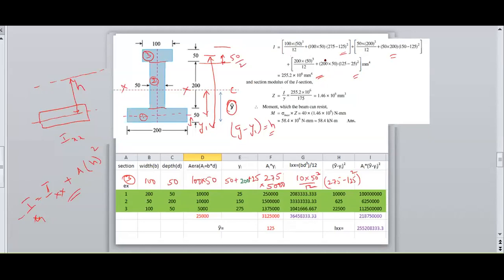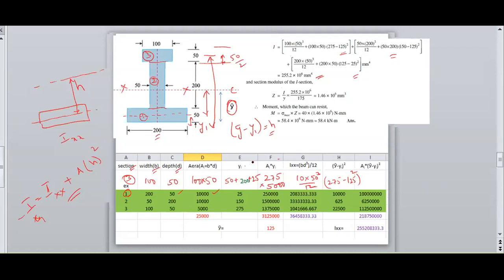So I can use this formula, or I can use this table. Here the table has the sections, the width, and the depth. For the first section, width is 200 and depth is 50. The area of the first section is 200 into 50. So I am getting the area.